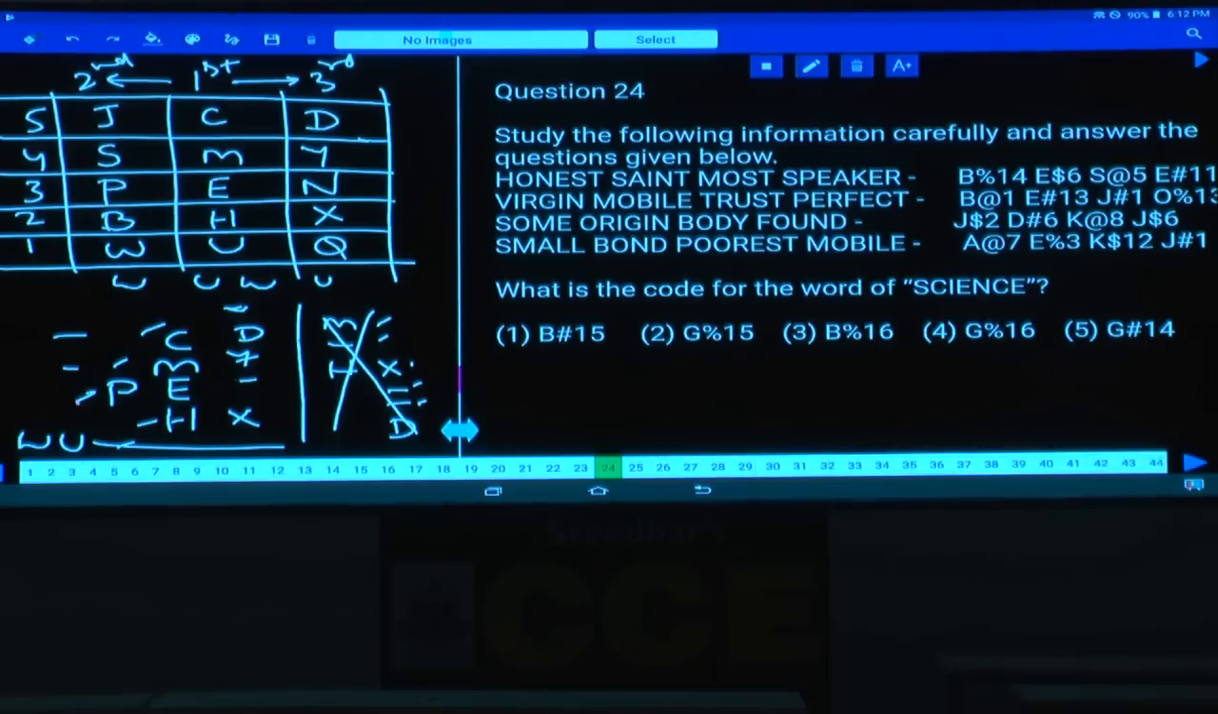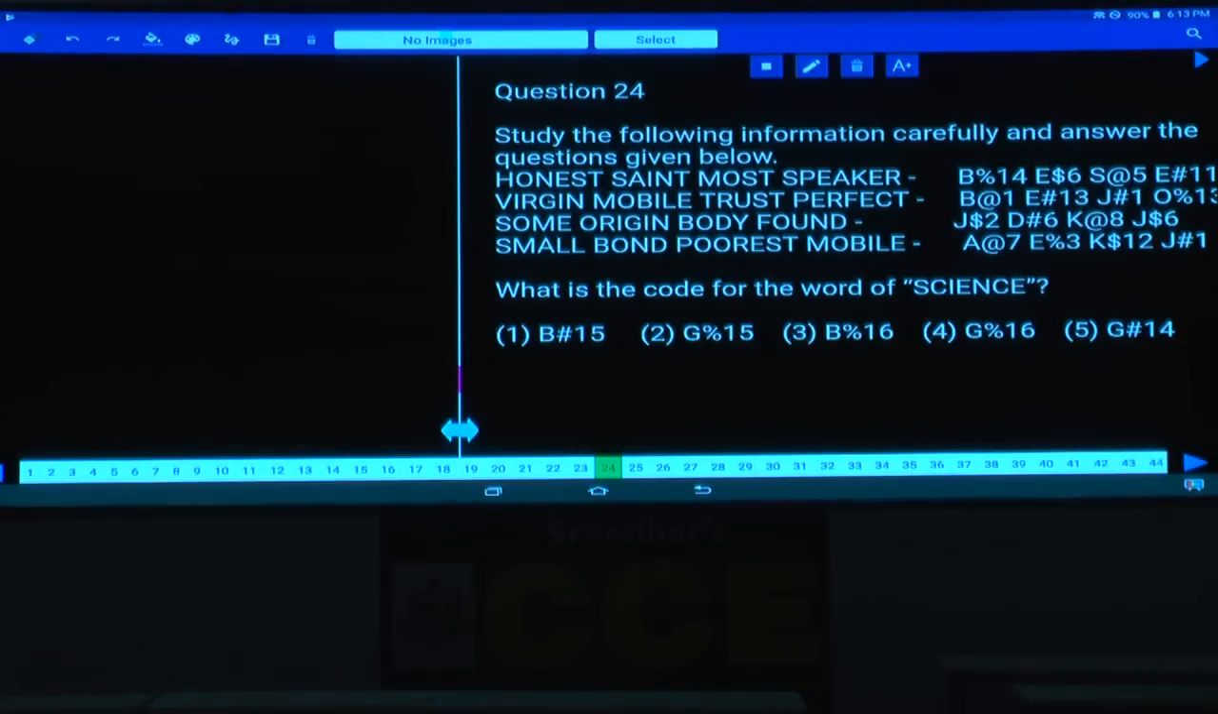Now the number of letters in each word, that is what I am talking about. In the first sentence, honest has 6 letters, saint 5 letters, most 4 letters, and speaker 7 letters. And virgin, mobile, trust, perfect, how many letters are there here? 6, 6, 5 and 7. Now let us come back to this one.